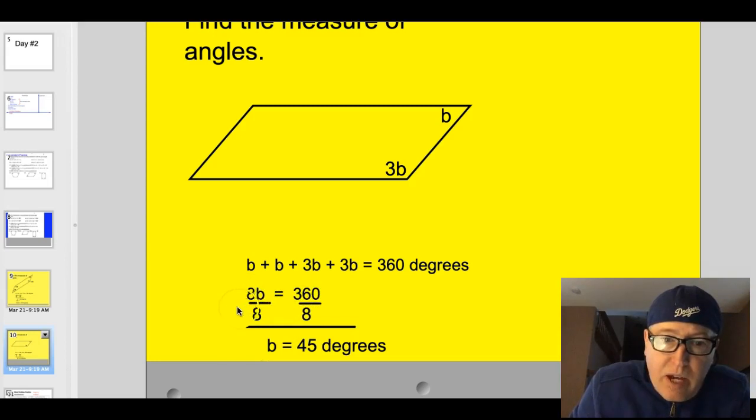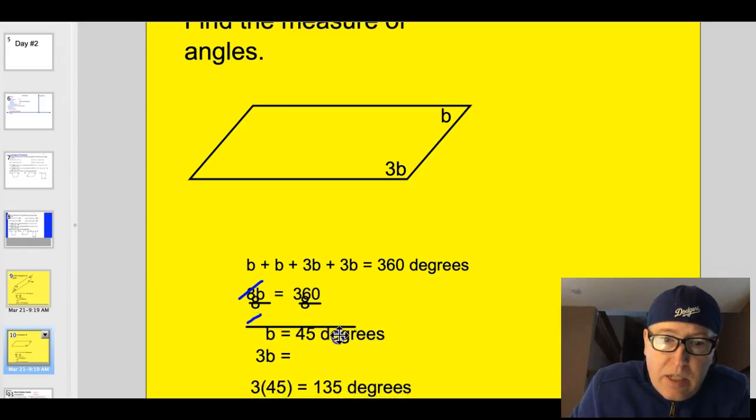So let's divide by 8. This is a one-step equation. Divide by 8 on this side, divide by 8 on this side. These guys here cross off. And you're left with 360 divided by 8. So B is equal to 45 degrees. So if B is equal to 45 degrees, that means 3B, let me slide this up, is going to be 3 times 45 degrees, or 135 degrees.